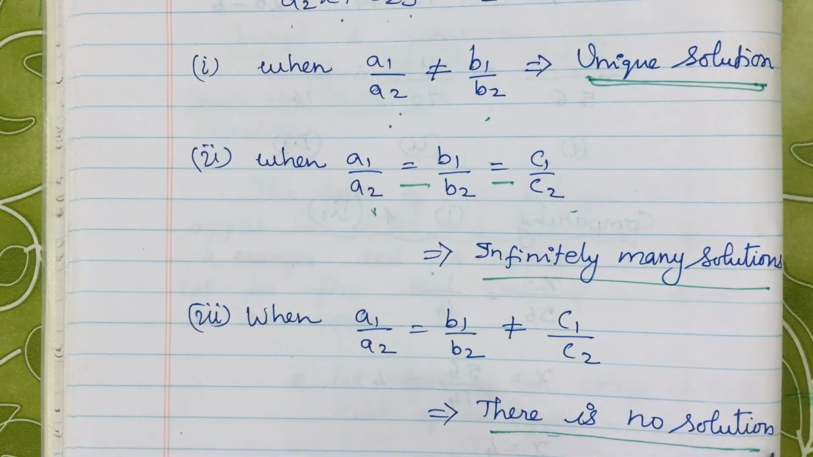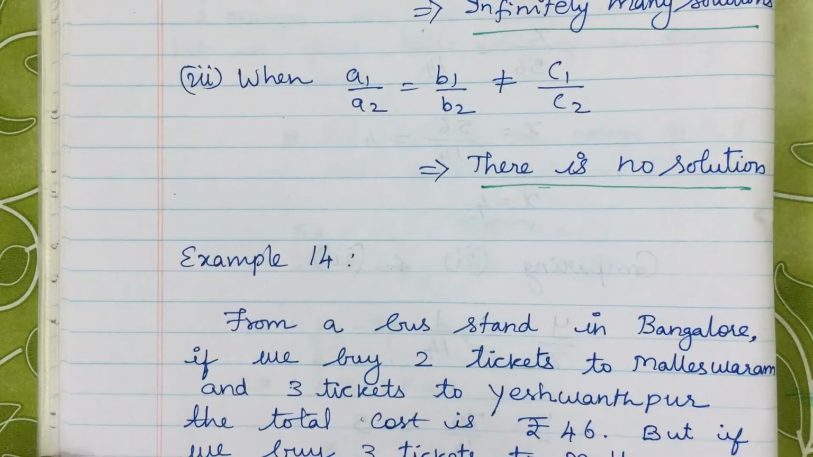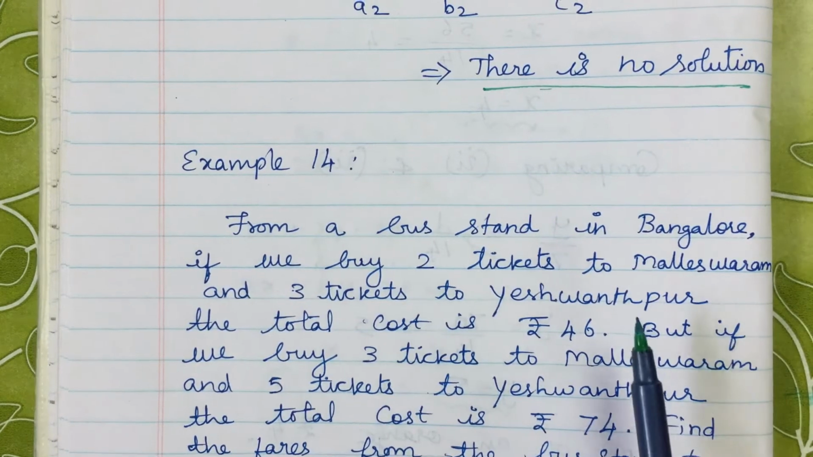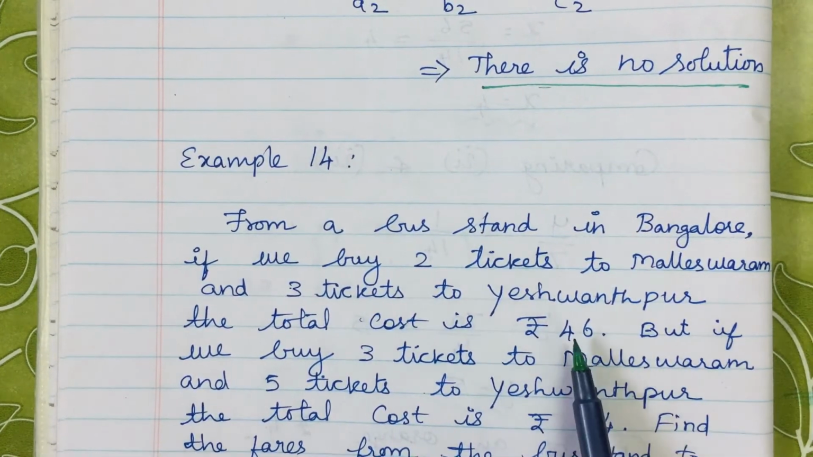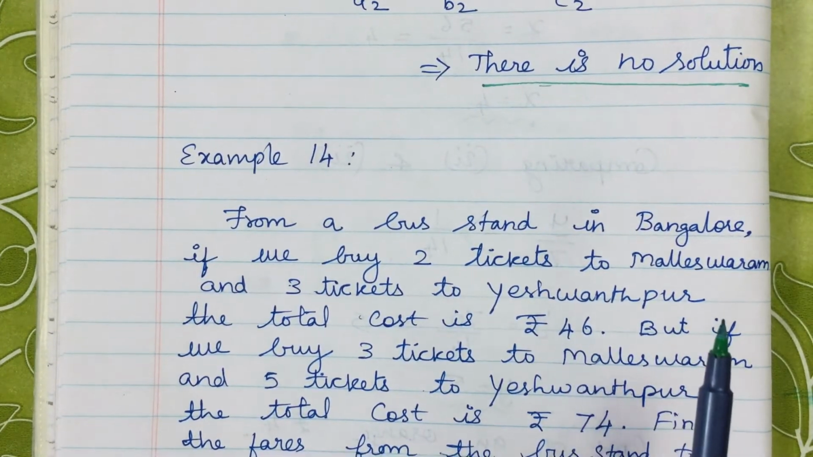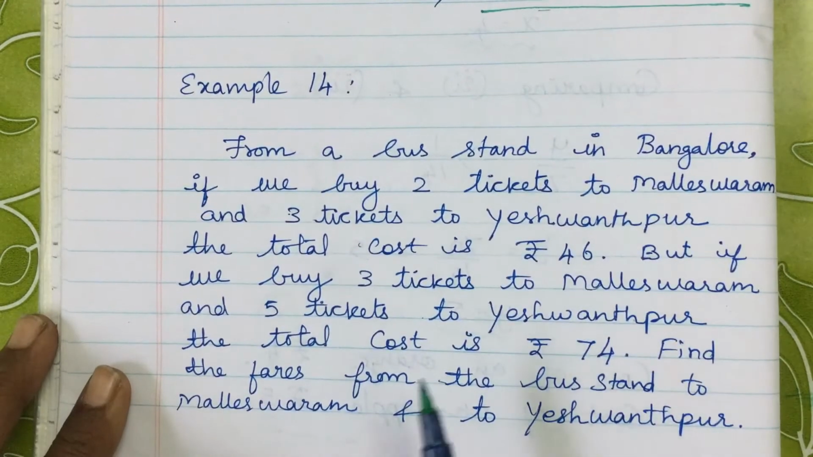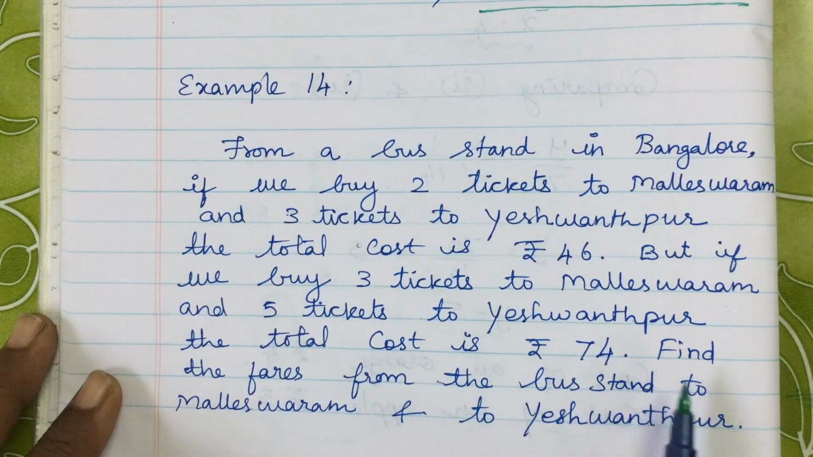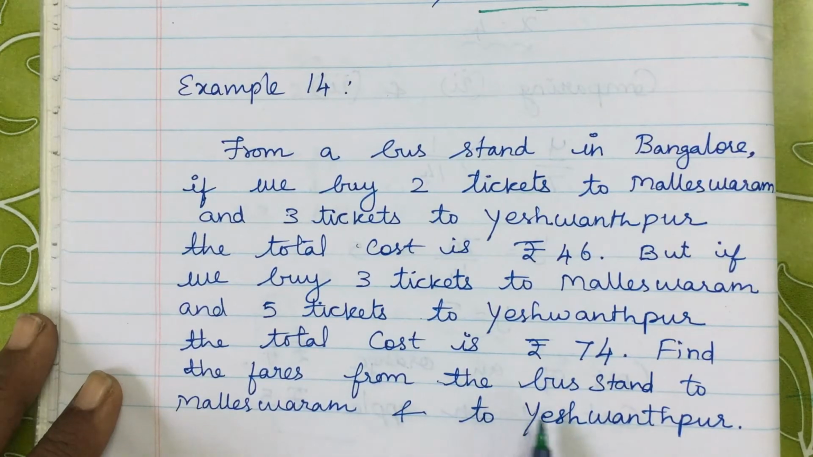Okay, so coming to example 14, from a bus stand in Bangalore, if we buy 2 tickets to Malleshwaram and 3 tickets to Yeshwanthpur, the total cost is 46. But if we buy 3 tickets to Malleshwaram and 5 tickets to Yeshwanthpur, the total cost is rupees 74. Find the fares from the bus stand to Malleshwaram and to Yeshwanthpur.